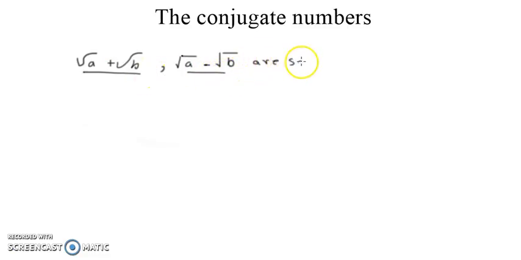This is Mr. Albakry. Today we are going to discuss the conjugate numbers. If we have two numbers in this form, square root of a plus square root of b, and the second number is square root of a minus square root of b, so these two numbers are said to be conjugate numbers.